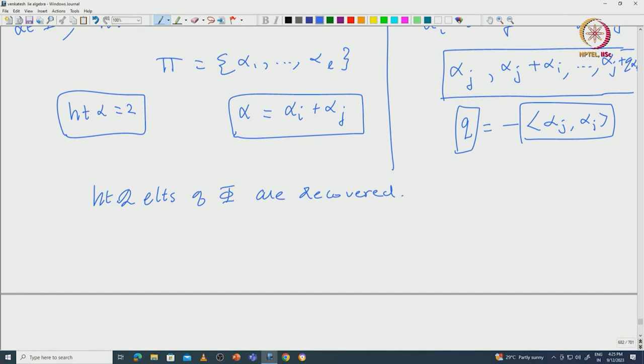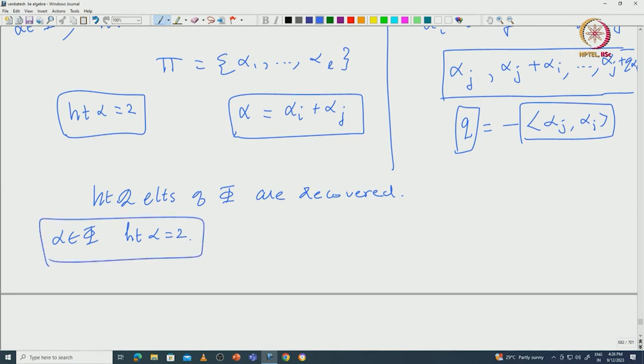Now, you can also see that if you are interested in recovering height 3 elements, then you have to start with a height 2 element and then add some alpha i. That is the way to get height 3 elements. So let us say alpha is in phi such that height of alpha is 2. Then you can subtract alpha i at most twice from alpha, for any alpha i in pi.